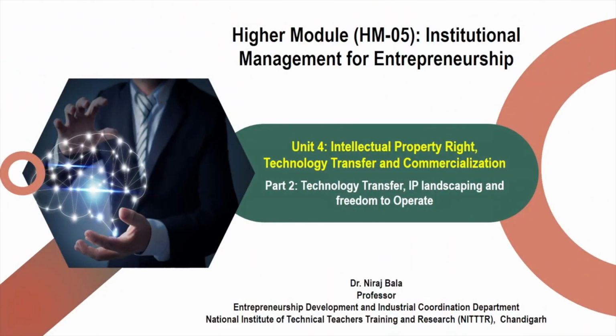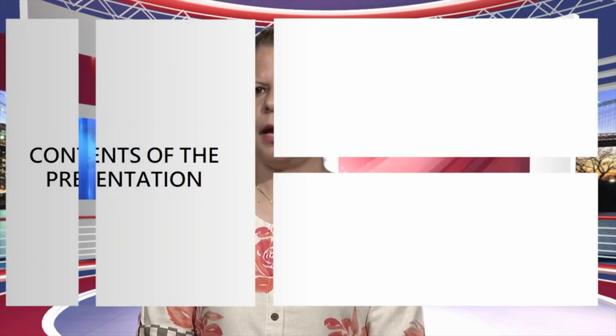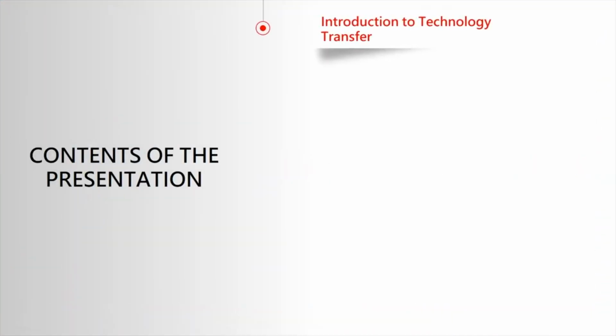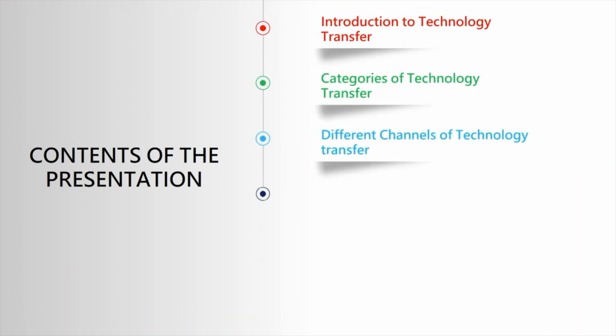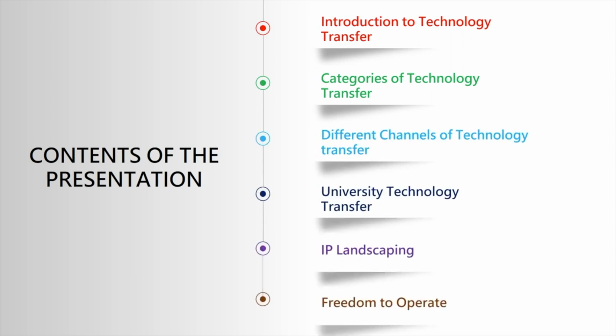Today we are going to focus on Unit 4, Intellectual Property Right, Technology Transfer and Commercialization. This is part 2 of the video series entitled Technology Transfer, IP Landscaping and Freedom to Operate. The contents of the presentation are an introduction to technology transfer, categories of technology transfer, different channels of technology transfer, university technology transfer, IP landscaping and freedom to operate.